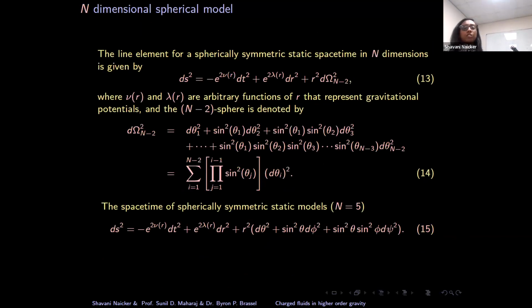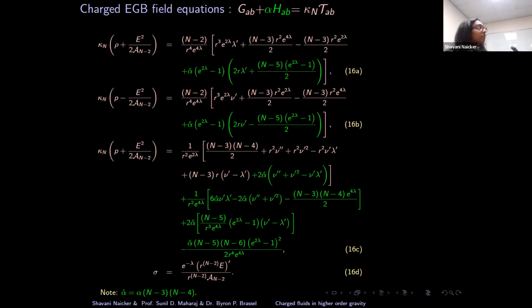For the space-time, we are considering a static one of spherical symmetry, and in n dimensions it is provided by equation 13, where nu and lambda are gravitational potentials that are functions of r, and the n-2 sphere is defined by equation 14. This is the expanded form of this summation. When n equals 5, equation 13 has the form of equation 15. Now we're going to equate the matter terms to the curvature terms.